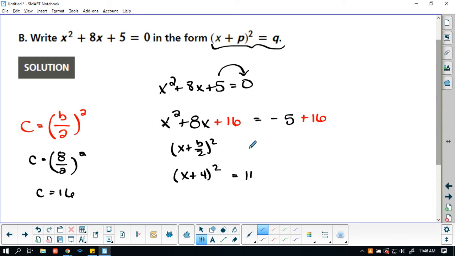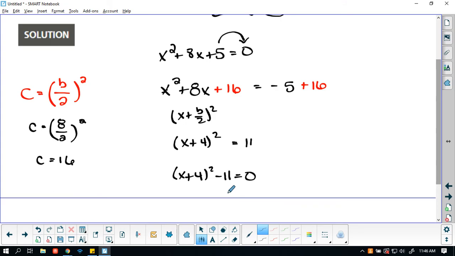If I wanted to see what the vertex was, I'm going to subtract that 11. And now I know my vertex is at negative 4, negative 11. So this form, this moving it into completing the square, can tell us a lot about the problem.